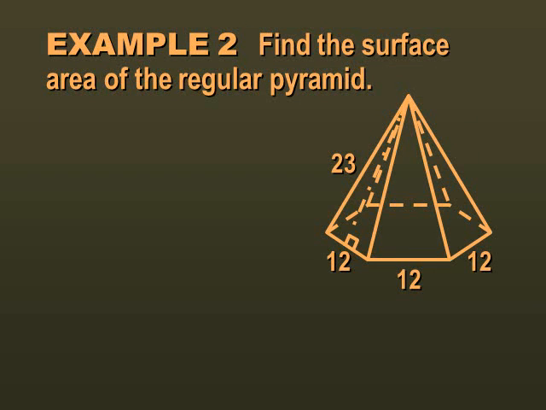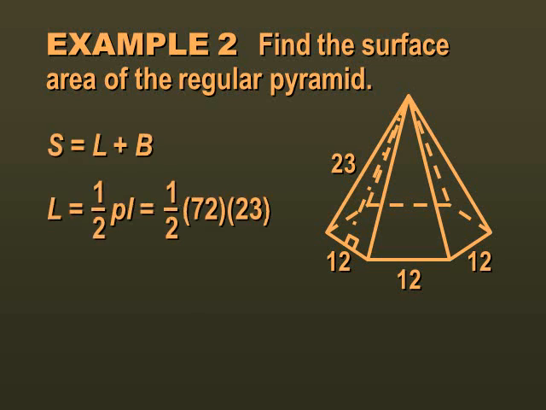Okay, so let's do another one where I don't have the apothem. Here I use the perimeter, 12 times how many sides, which is 6. So 12 times 6 is 72, and then 23 is my slant height. So that will give me just my triangles, the lateral area.